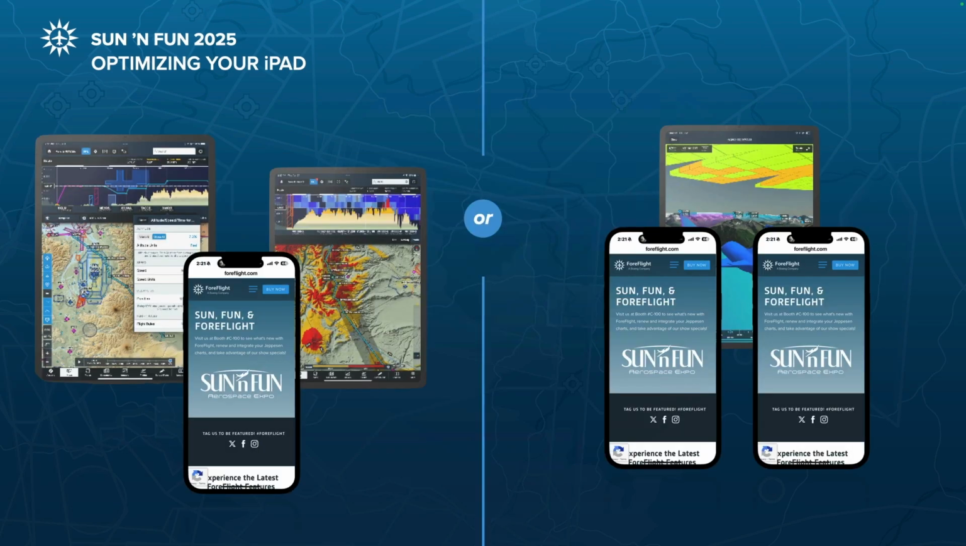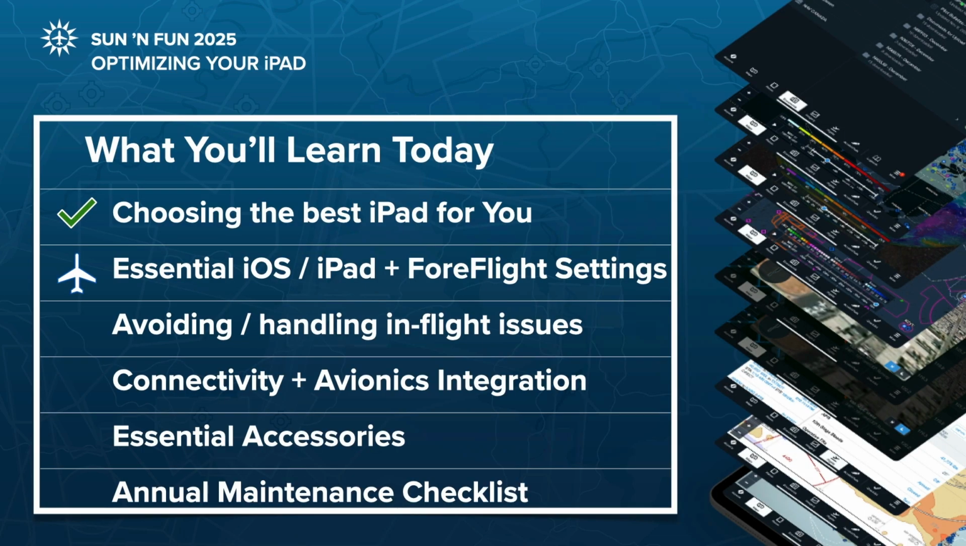So choosing an iPad, and if you're not aware already, you can put ForeFlight on 3 separate devices. You get 3 licenses, 3 seats, 2 iPads and an iPhone, or 2 iPhones and an iPad, and every subscription will get you access without a seat to ForeFlight on the web. Okay, so that's choosing your iPad.